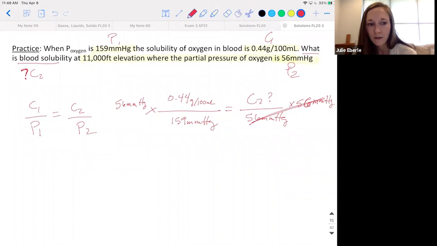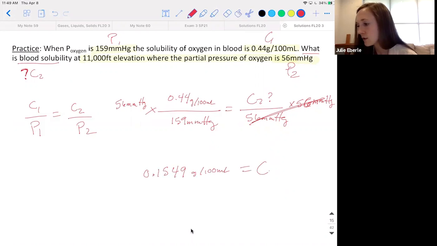Okay, anybody get the answer? Kendall, Danielle, okay, good. Y'all got 0.1549 or 0.155 gram per 100 ml. Good, you got the units. So those are units of solubility. That is C2. So we went down roughly a third. So pressure decreased roughly a third, which means solubility decreased by a third.